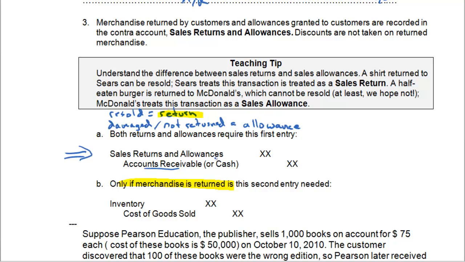Why sales returns and allowances? Why don't we simply debit sales revenue? Well, what we want to know is how much of our stuff is being returned, right? Particularly if you're the owner of the business and you have somebody else running it for you. Having an idea of how much of the stuff that you sell is returned speaks to quality, right?